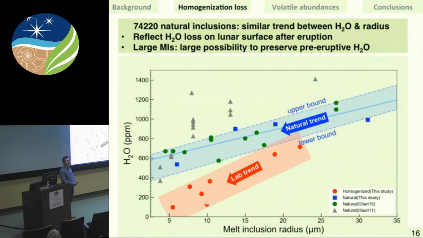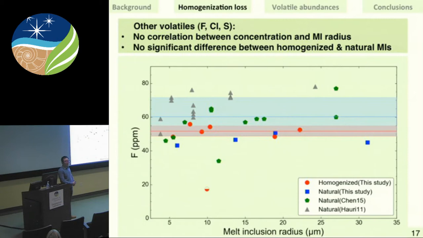And more interestingly, if we plot the natural data, it seems that there's also a trend in the natural unhomogenized melting solutions. This means that a similar process could have happened on the moon during the eruption of 74220, causing the decrease of water concentrations, especially in the smaller melting solutions.